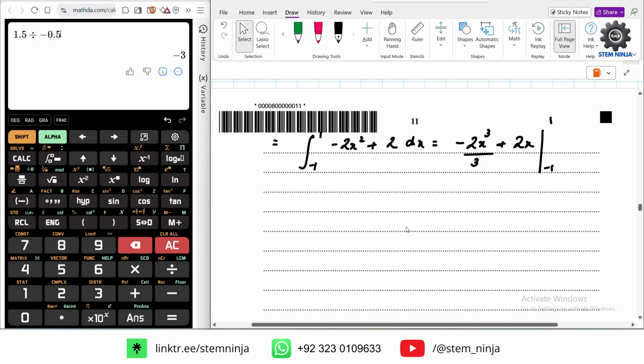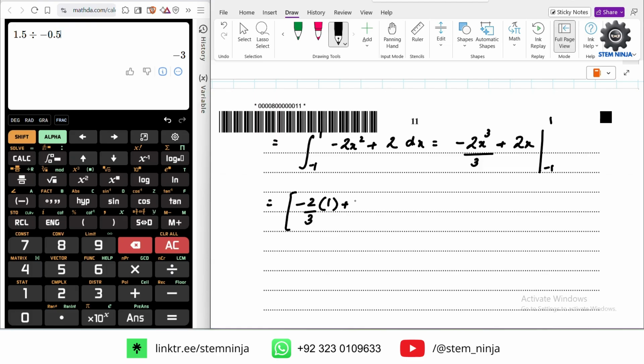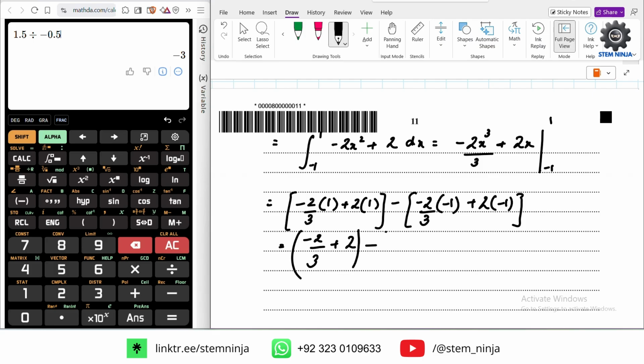Right, okay. Now we plug in the limits. Minus 2 over 3 times 1 plus 2 times 1. Then you have minus 2 over 3 times minus 1, since minus 1 cubed is simply minus 1, then you have 2 minus 1. Minus 2 over 3 plus 2, minus, this just becomes 2 over 3 minus 2.